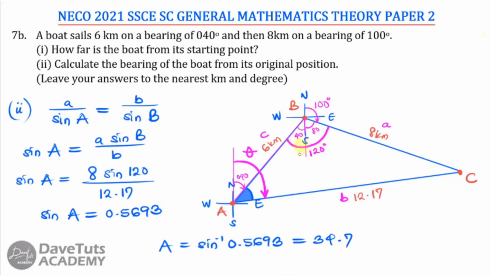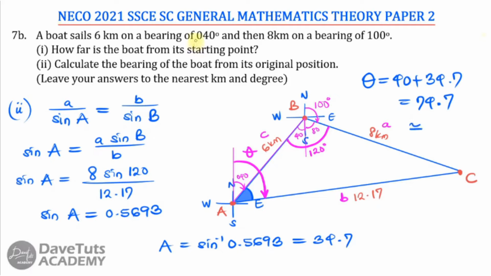This is 34.7. But like I said, the angle we are looking for, that's theta, is going to be 40 plus the angle at A. It will be 40 plus 34.7, and that will be 74.7. Now, we're told in the question that we should leave the answers to the nearest degree. And as a rule of thumb, you don't leave the bearing as a decimal. You don't even leave it as 2-digit numbers. You need to leave it as 3-digit numbers.